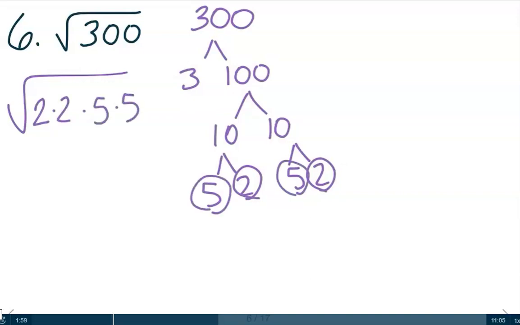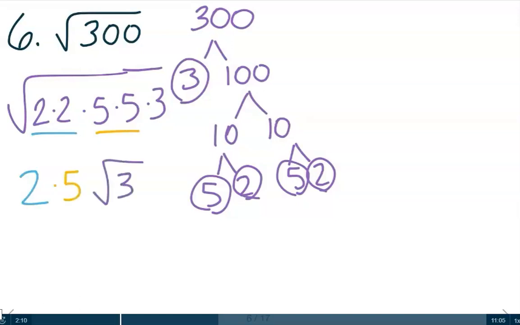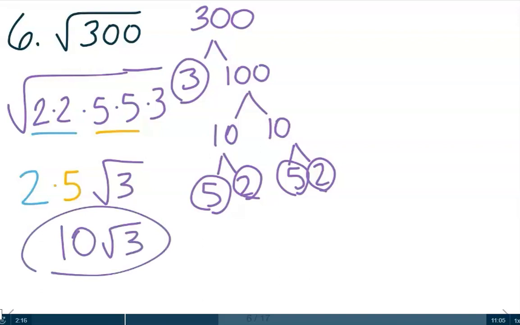We're looking for pairs of the same factor. So square root of 2 times 2 is 2, square root of 5 times 5 is 5, and then we have that 3 left underneath the square root. 2 times 5 in front is 10, so 10 square root 3 is your final answer.